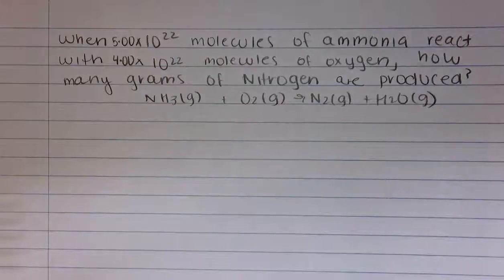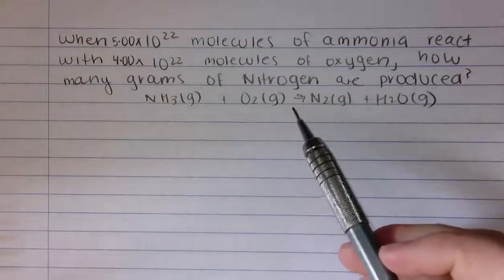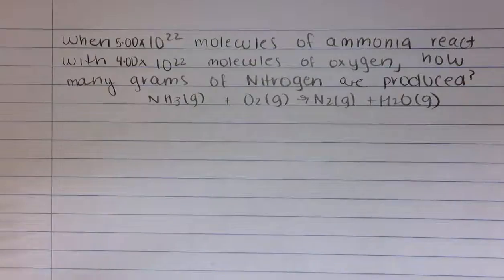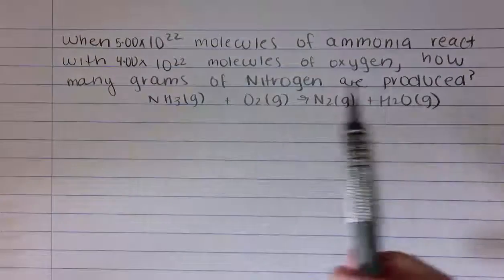We are asked, when 5 times 10 to the 22 molecules of ammonia react with 4 times 10 to the 22 molecules of oxygen, how many grams of nitrogen are produced? And we're given this reaction. So this is a limiting reactant problem because it's asking how many grams are produced.